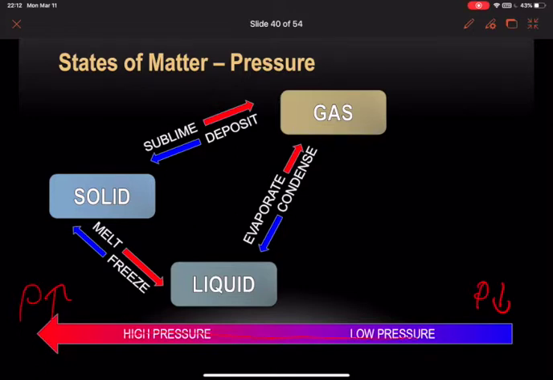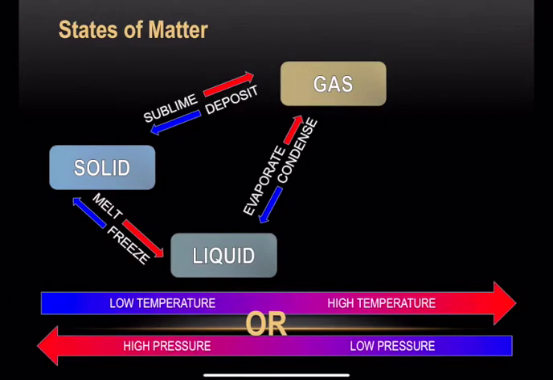If we increase the pressure, we can push those atoms closer together and move from a gas to a liquid, and then a liquid to a solid. And this is the main thing, the atoms in a liquid being pushed together into being a solid. So states of matter can be controlled by temperature or by pressure. Increasing temperature moves from solid to liquid to gas. Increasing pressure moves from gas to liquid to solid.